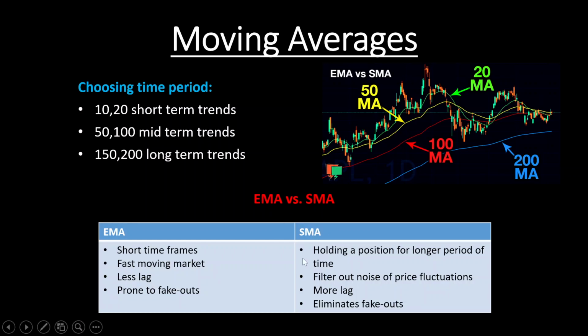SMA, if you're holding a position for a longer period of time, and if you're swing trading and all that, filters out noise of price fluctuations. More lag eliminates fake outs. So I think rather than choosing one over the other, it's best to have a long-term SMA and a short-term EMA.